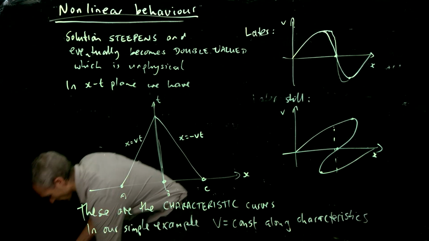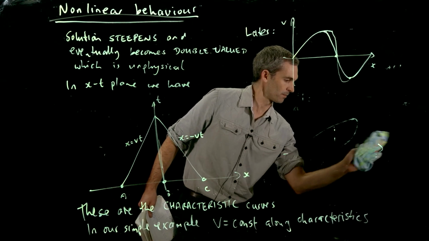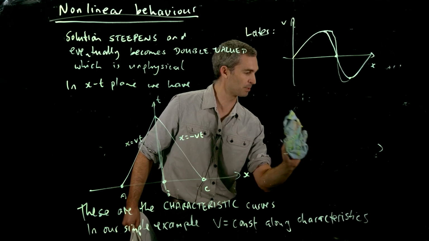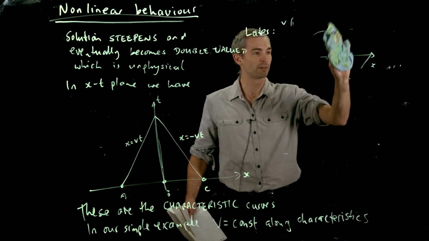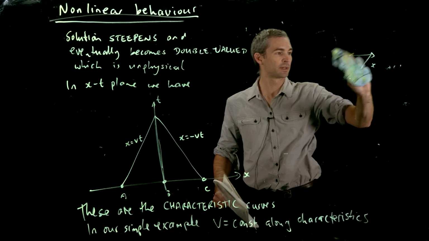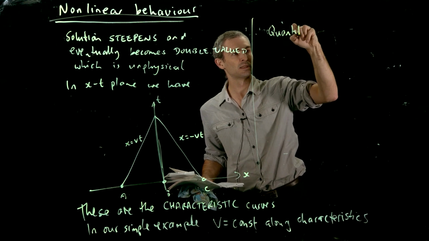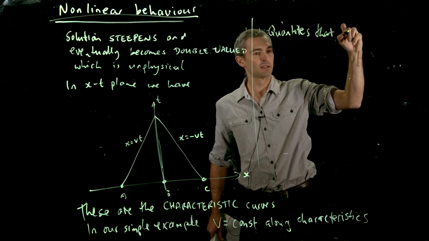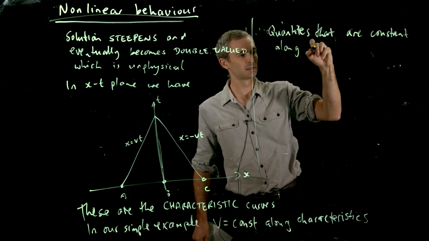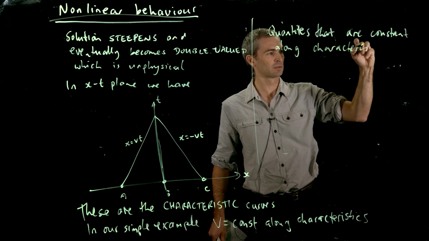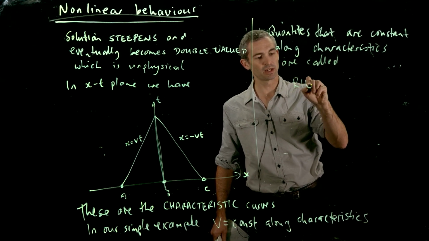All right, so just a technical definition as well. If a quantity, such as velocity here, is constant along a characteristic, that's called a Riemann invariant. Let's write that down. Quantities that are constant along characteristics are called Riemann invariants.